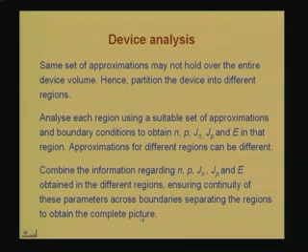So the first step is partitioning the device into different regions. The next step is analysis of each region using a suitable set of approximations and boundary conditions to obtain n, p, Jn, Jp and E in that region. Different approximations may be employed in different regions. And the final step is combining the information regarding n, p, Jn, Jp and E obtained in the different regions so as to obtain the complete picture. When you are combining the information, you must ensure that the parameters n, p, Jn, Jp and E are continuous across the boundaries.